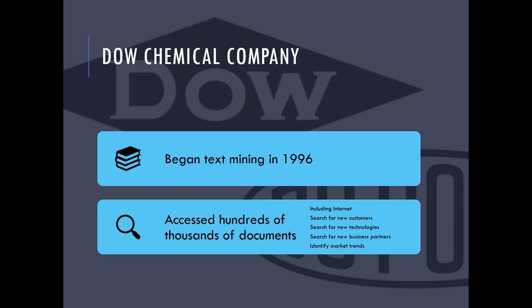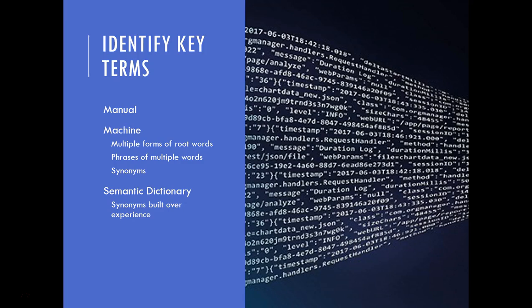It's been used by a variety of firms. Dow Chemical first began using text mining for themselves in 1996. They access hundreds of thousands of documents obtained over the internet and other sources in efforts to identify potentially new customers, new business partners, and market trends. The point is that there are a lot of valuable things that business organizations can use text mining for.